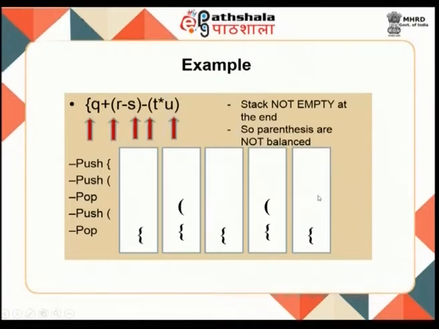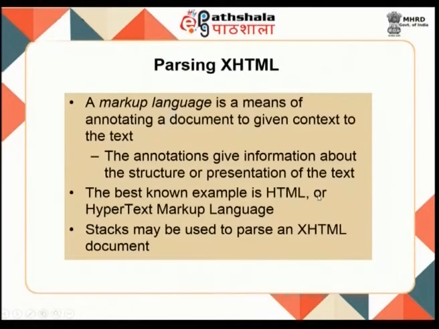So, this is another example where we have used the algorithm. The same concept of balancing symbols can be used for a markup language. Today markup language is very common. It is a means of annotating a document to a given context in the text. The annotations give information about the structure or the presentation of the text. HTML and all that is presentation based. It gives the formatting, whether it is a title and so on. The best known example is HTML or the hypertext markup language.